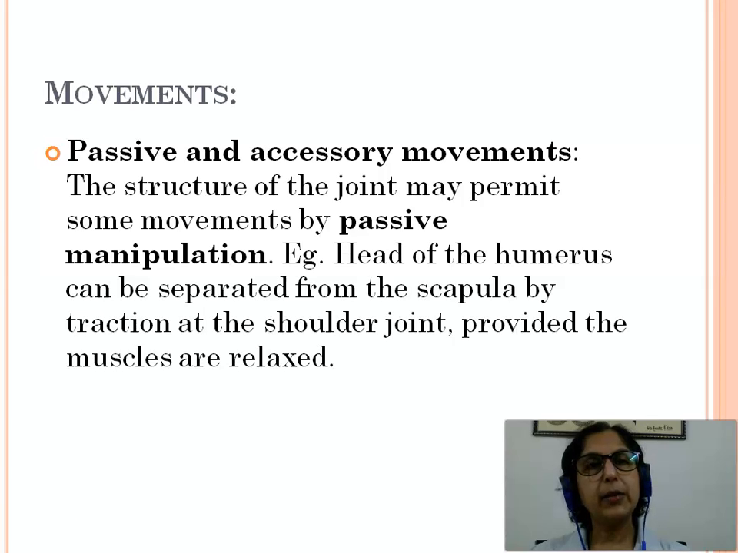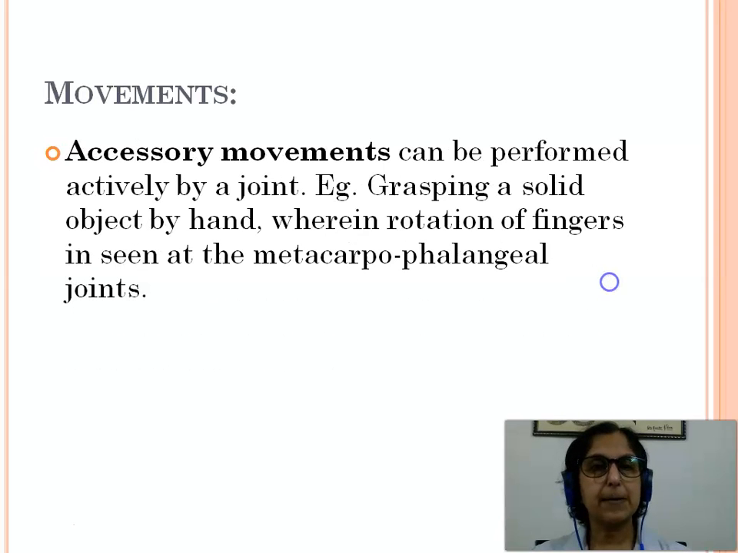Then we go on to see passive and accessory movements. The structure of the joint may permit some movements by passive manipulation. An example is, head of humerus can be separated from the scapula by traction at the shoulder joint, provided the muscles are relaxed. So these are passive manipulations or passive movements.